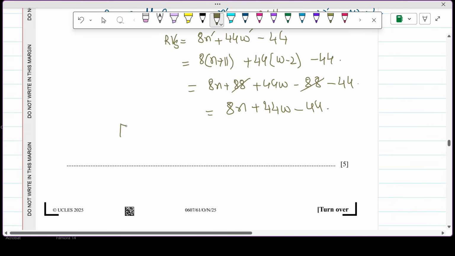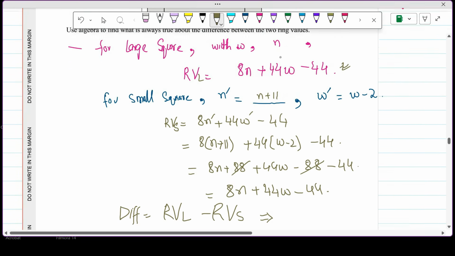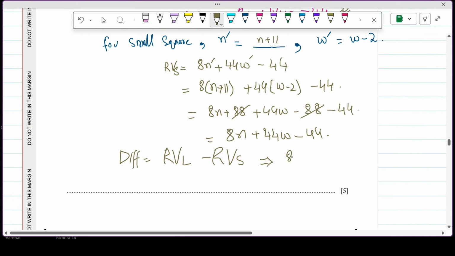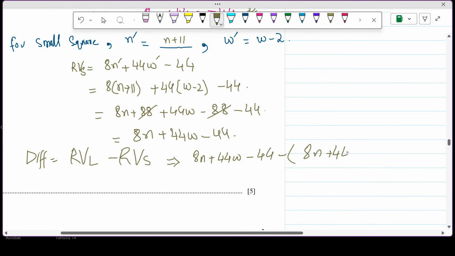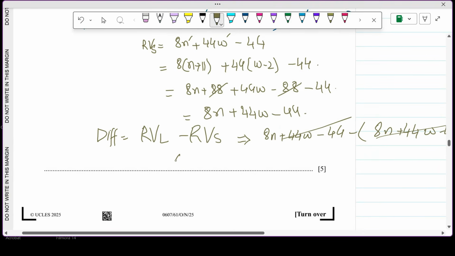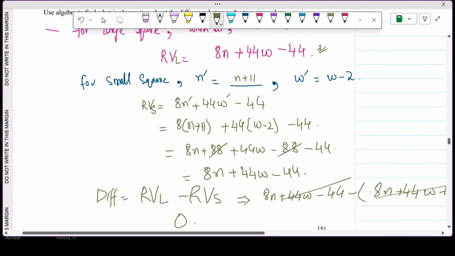So we can say the difference is equal to the ring value of the large square minus the ring value of the small square. The ring value of the large is 8n + 44w - 44, minus the ring value of the small, which was 8n + 44w - 44. This will be cancelled out and we will have zero difference. So in every case, the ring value for the two connected squares is always zero.